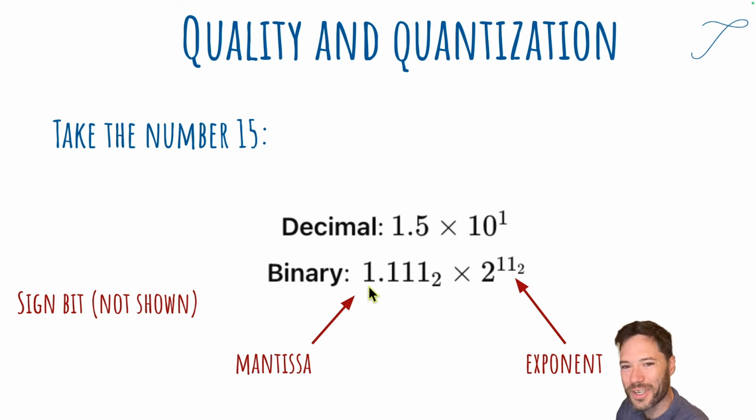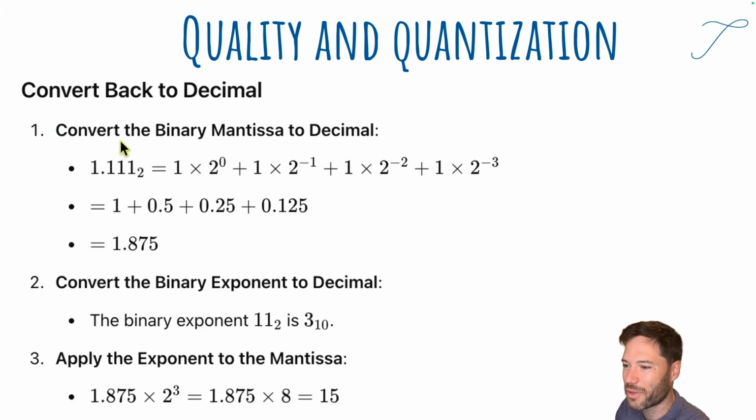The way binary works is this 1 here is really 2 to the power of 0. This 0.1 is 2 to the power of -1. This is 2 to the power of -2, 2 to the power of -3. So actually this is 1.875 multiplied by 2 to the power of 3, which is 8. And if you multiply 1.875 by 8, you get 15. If you want to convince yourself, you can ask ChatGPT. Here's how you convert this to 1.875, and then 3 in binary is 11. So 2 to the power 3 is 8, and here is the multiplication.